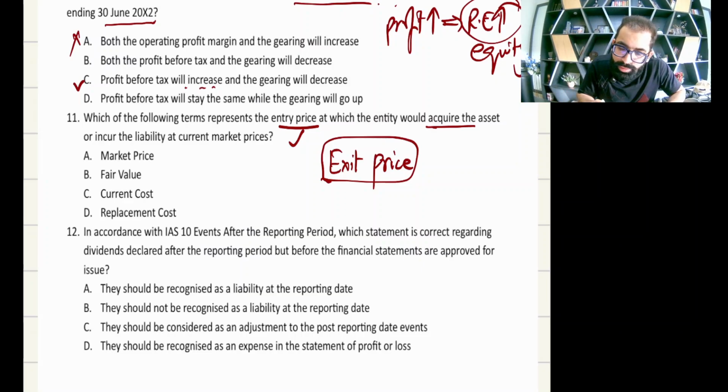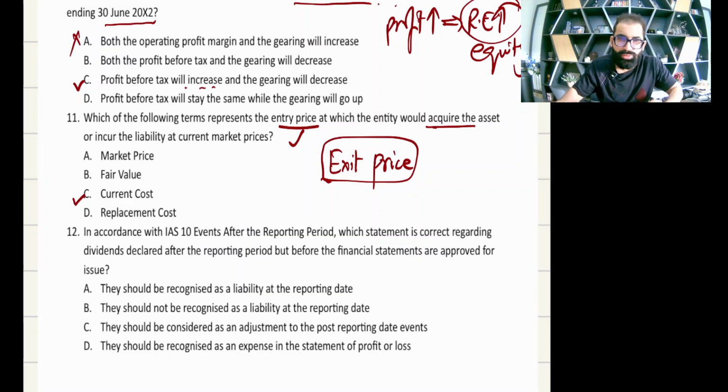So which of the following terms represent the entry price at which the entity would acquire the asset or incur the liability at current prices? So it's your current cost. It's going to be your current cost. But if it was written exit price, the definition of fair value, then you will take the fair value definition.